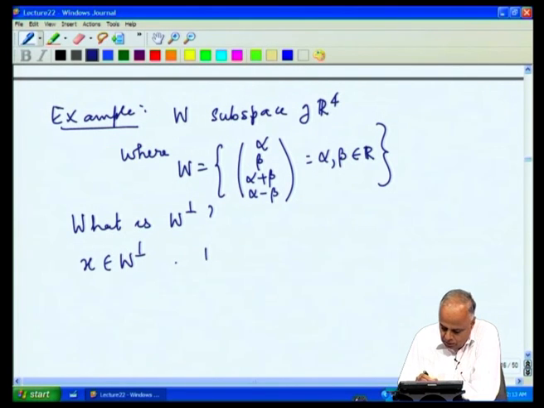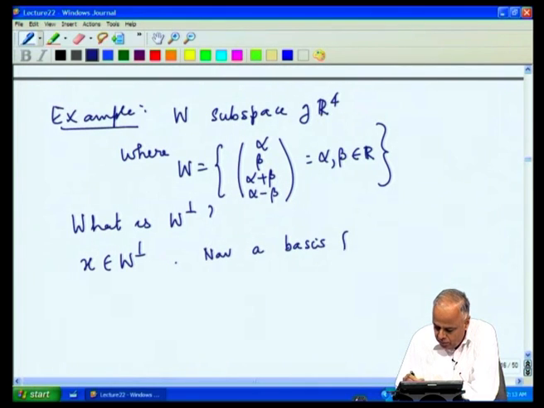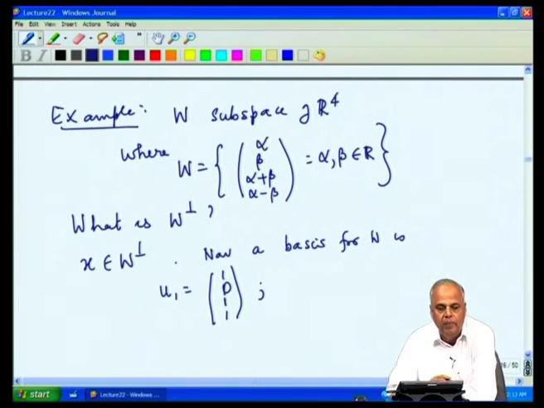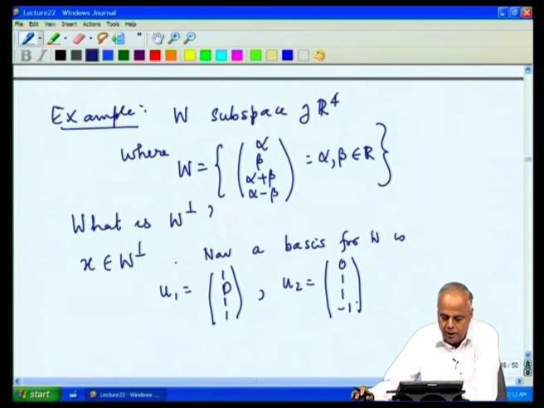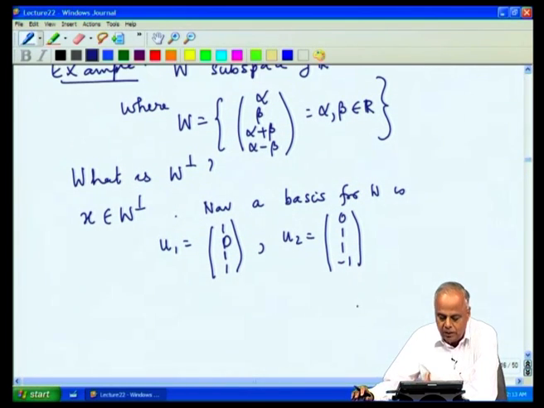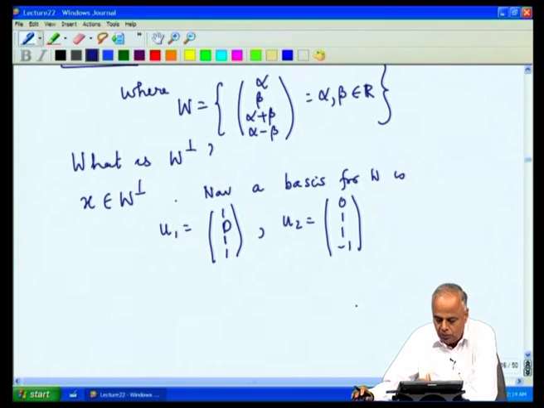Now, a basis for W is u1 equal to 1 1 1 1 0 1 1. This is got by taking alpha equal to 1 and beta equal to 0, and now taking alpha equal to 0, beta equal to 1, we get these two vectors, which are linearly independent, are in W, and any vector is of the form alpha u1 plus beta u2. So, therefore, these form a basis.